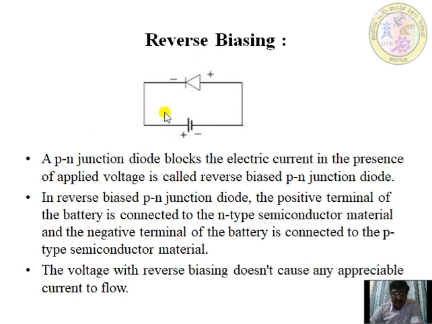So what is the importance of this reverse biasing? A PN junction diode that blocks the electric current in the presence of applied voltage is called a reverse bias PN junction. So the diode blocks the electric current. The positive terminal of the battery is connected to the N type material and the negative terminal to the P type semiconductor material. The reverse bias voltage does not cause any appreciable current flow. Means in reverse bias, we can say the diode is in an off condition, so there will be almost no flow of current.